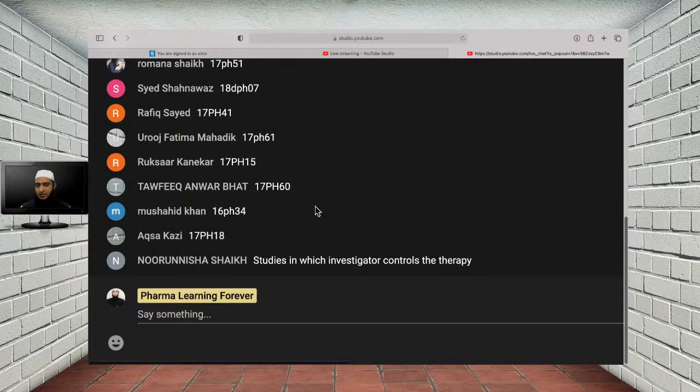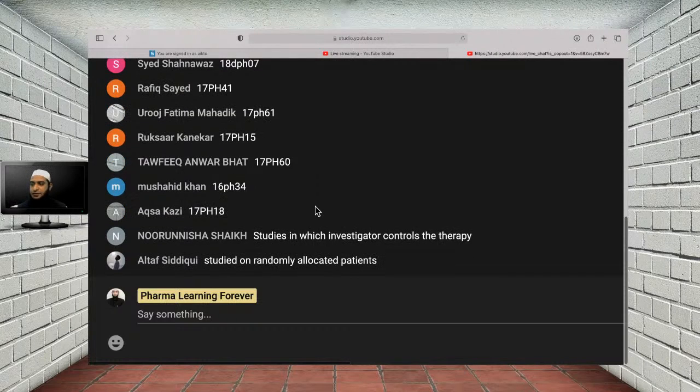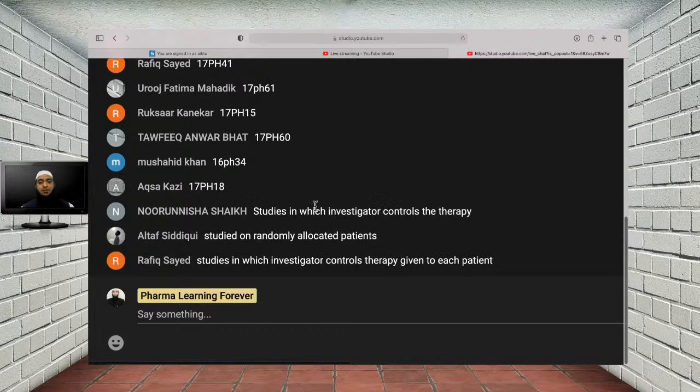Okay, so Nurun Nisa mentioned that it is the study in which the investigator controls the therapy. Yes, she is right. The investigator controls the therapy, but here the most important part, I think Altaf has given the answer. It is the study on the random. You are randomly allocating the patient. So the investigator randomly allocates the patient, especially in the case of a randomized clinical trial. Okay, so that is the beauty of this study.